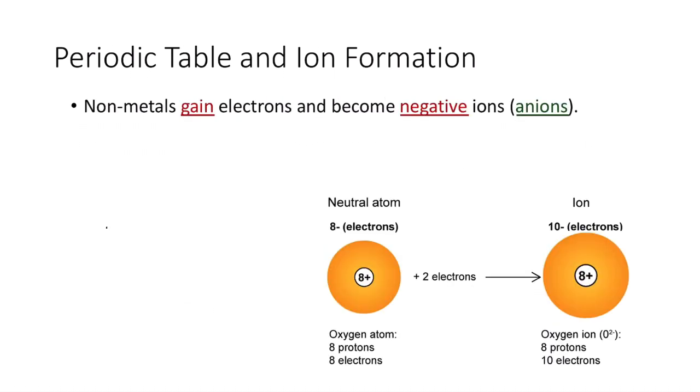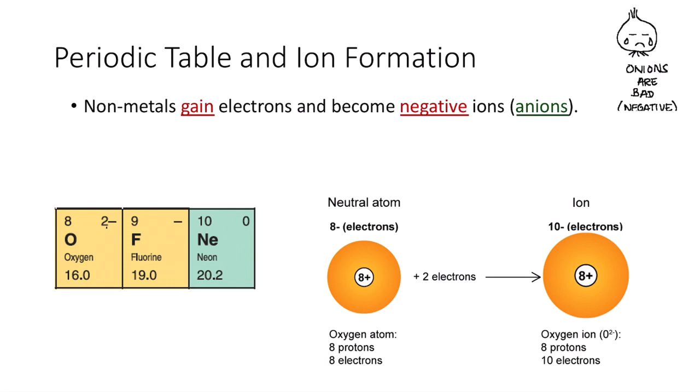So nonmetals gain electrons and become negative ions, referred to as anions. If you have more electrons, you have more negative charges, and therefore an overall negative charge. The word anion sort of looks like an onion. So onions are bad because they make you cry. Again, a little bit of a stretch. So anions are negative. So again, just another thing to help you remember this.